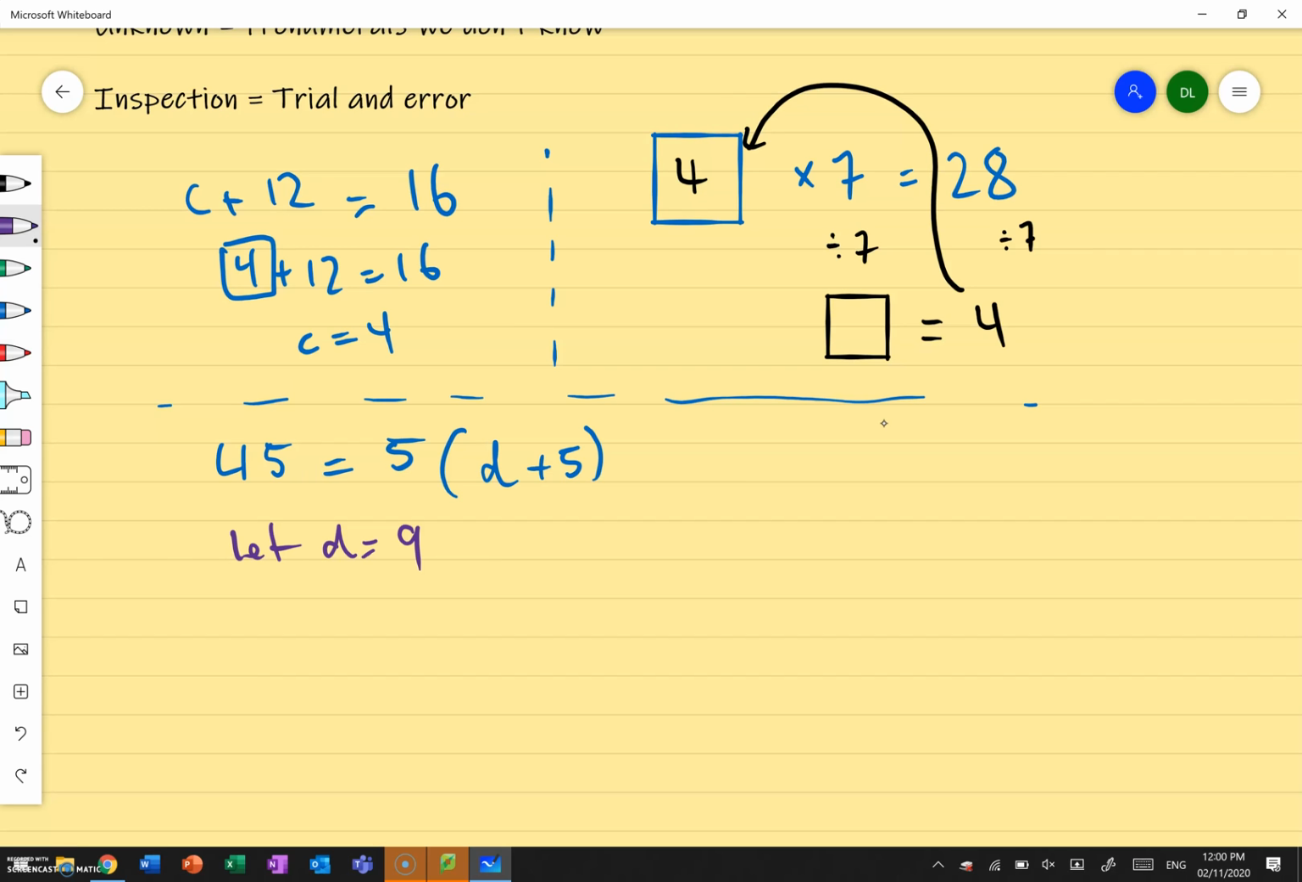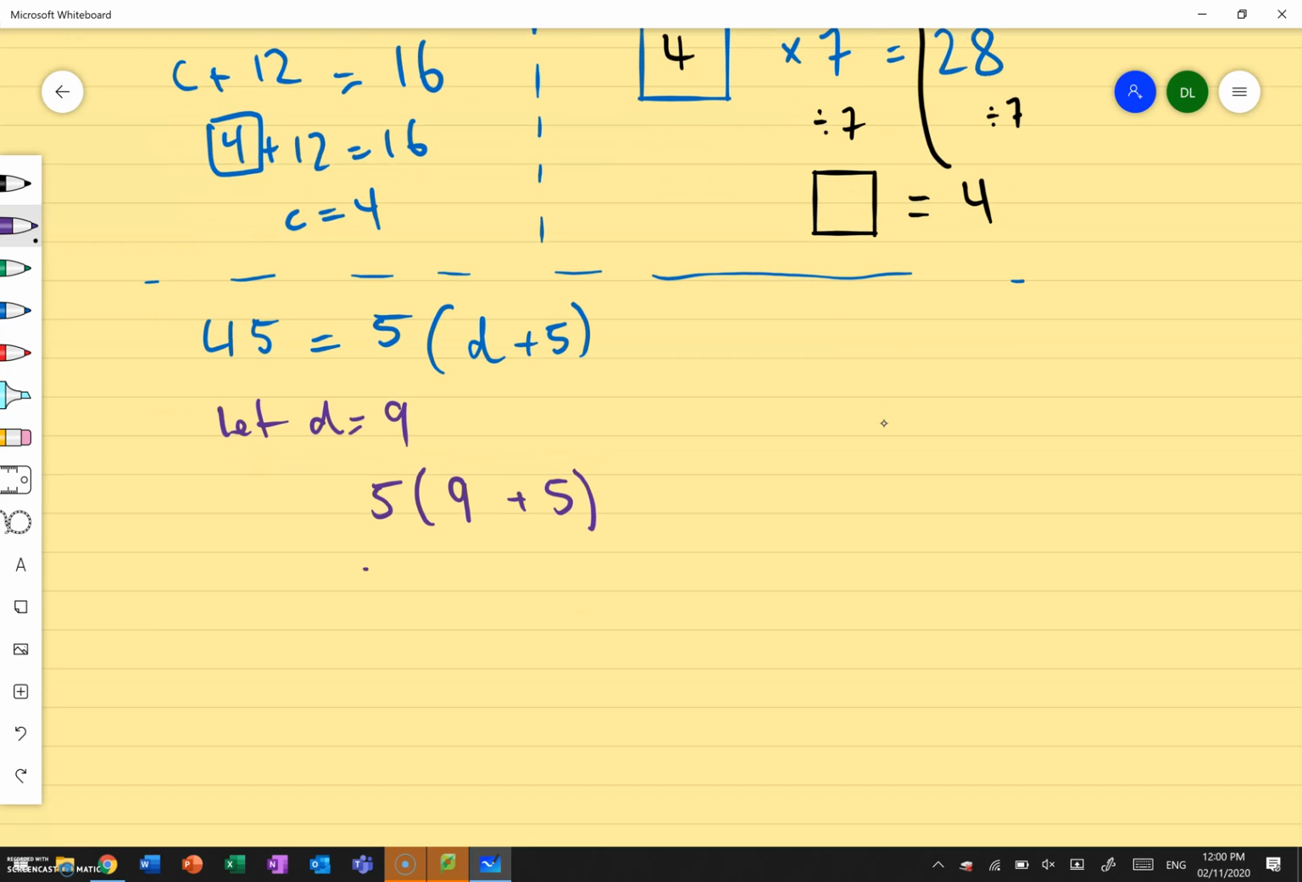So I've got 5 bracket. Now don't write D, I write 9 plus 5. Are we okay with that? 9 plus 5 gives me? 14. So I got 5 bracket 14. No, you're right. It should be trial and error. You guys probably won't get it right the very first time. So what's 14 times 5?